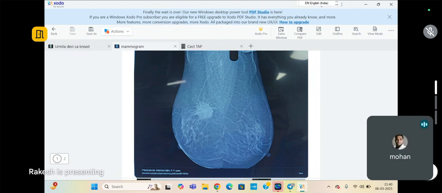No architectural distortion. How do we say that? If you have seen a fibroadenoma, it will be uniform. The spiculated margins and all those are components of architectural distortion. We are talking about the parenchyma of the breast in relation to the lesion. When a suspicious lesion is present, there will be architectural distortion.